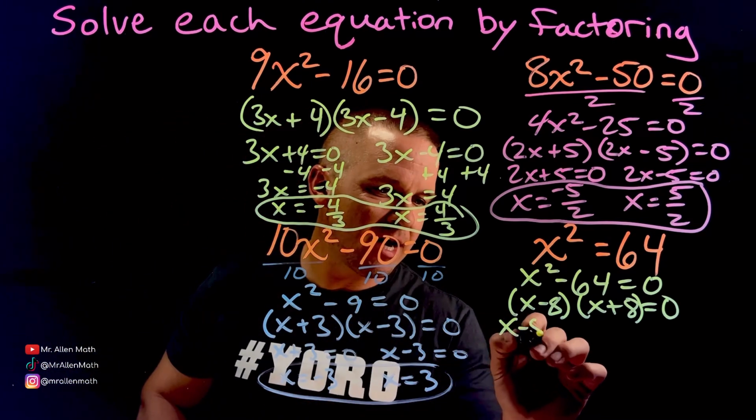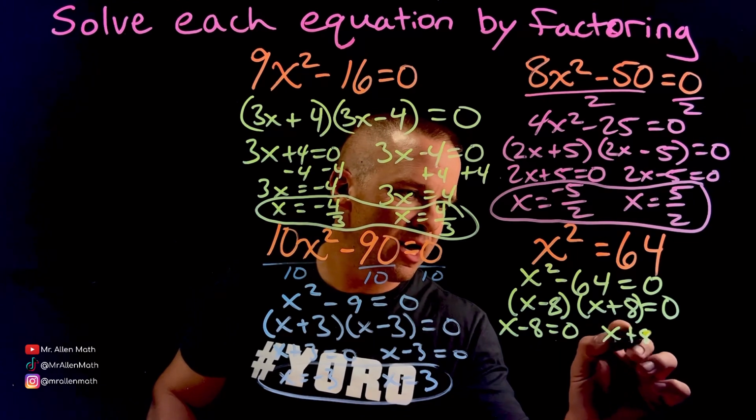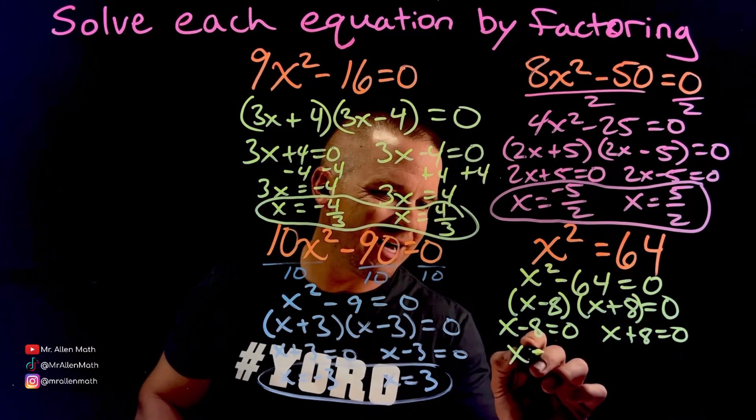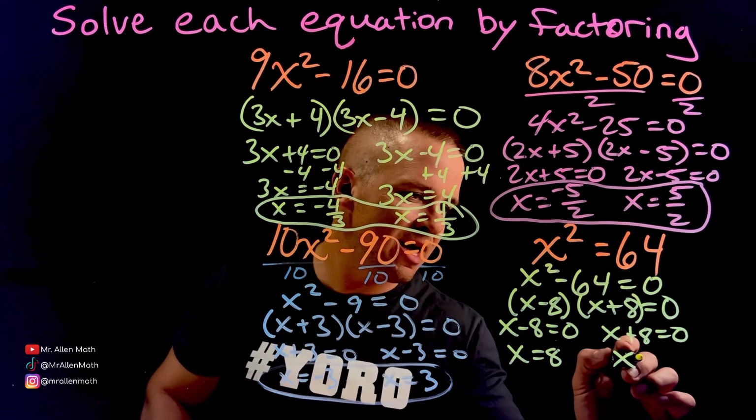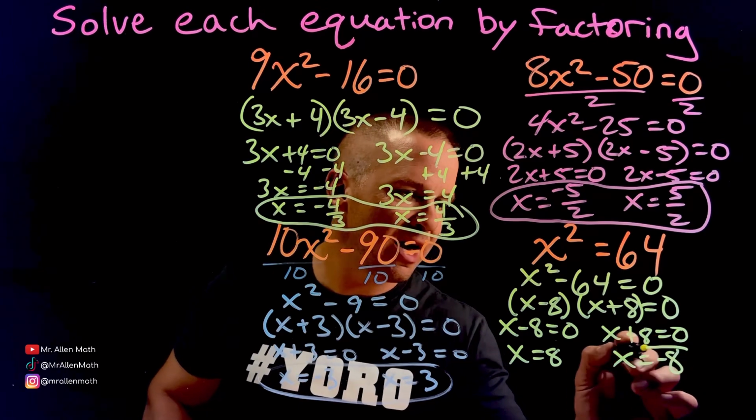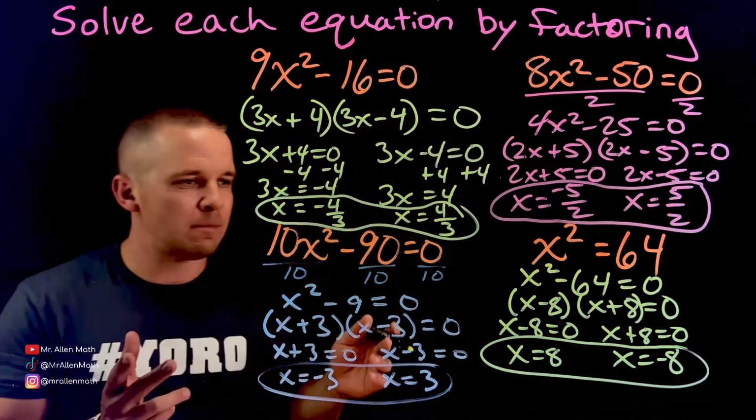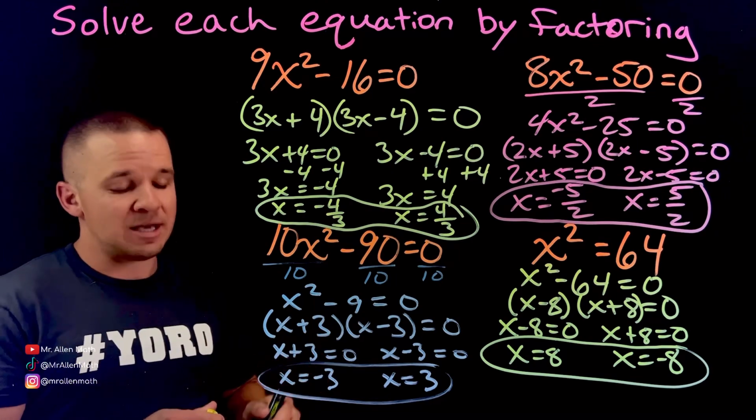So I have x minus 8 equals 0, and x plus 8 equals 0. Add 8, I get x equals 8. Subtract 8 on both sides, I get x equals negative 8. Just like we thought, plus or minus 8.